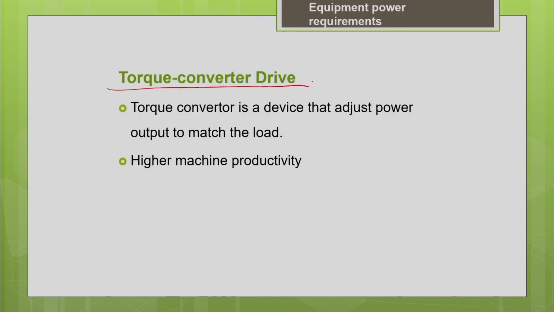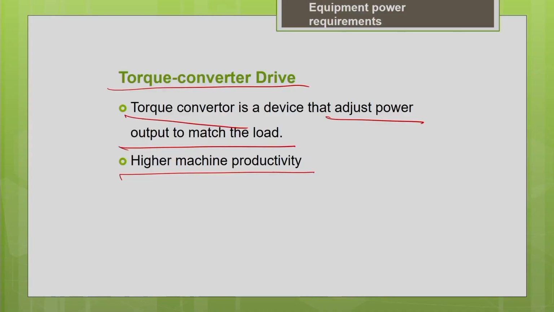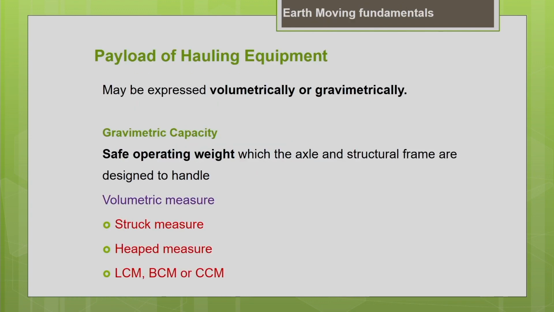The other one, as we discussed just now, is the torque converter drive, whose initial cost is high. You have a torque converter device here which can automatically adjust your power output to match the load conditions. So it results in higher productivity. You know why higher productivity? Because your man hour time is going to be lesser here. Your cycle time will be reduced, so the productivity will increase.